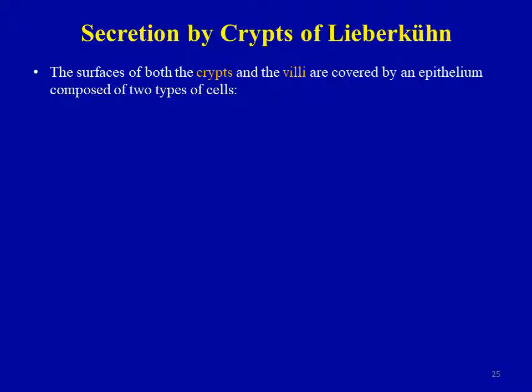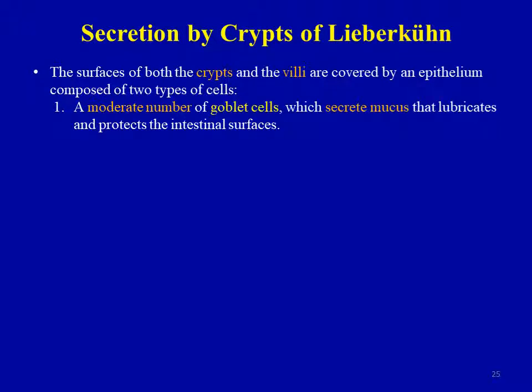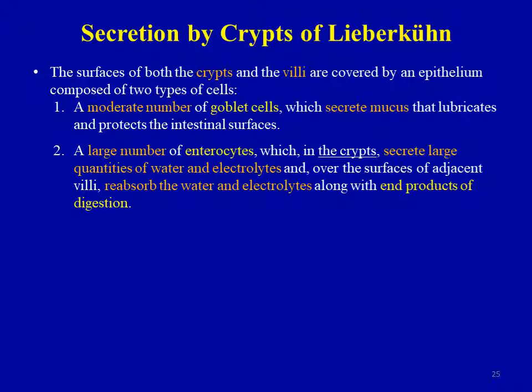Now, what are the secretions by the crypts of Lieberkühn? The surface of both crypts and the villi are covered by an epithelium composed of two types of cells. We have a moderate number of goblet cells, which secrete mucus that lubricates and protects the intestinal surfaces, and a large number of enterocytes, which in the crypts secrete large quantities of water and electrolytes, and over the surface of adjacent villi reabsorb the water and electrolytes along with the end products of digestion.